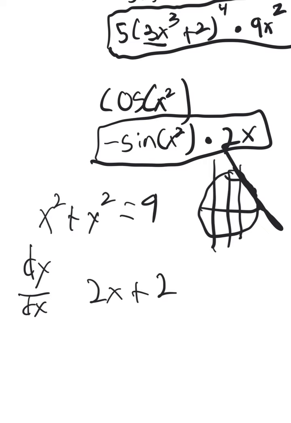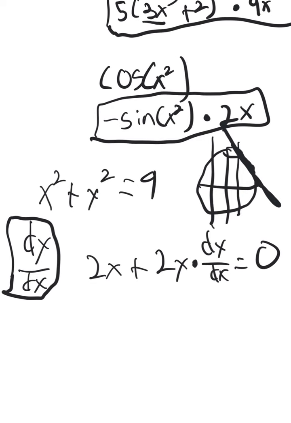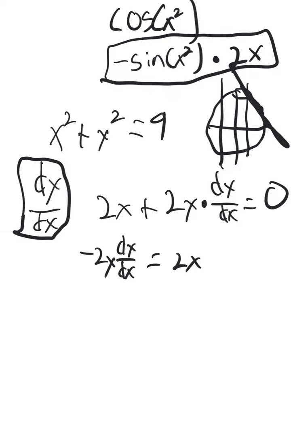So it'll be 2y, but because y is the function, we have to multiply by its derivative. But what's its derivative? Well, it's dy dx. By definition, that's what dy dx means. It means the derivative of y with respect to x. So times dy over dx. And then equals the derivative of 9 is 0, because it's a constant. And then if we rearrange the equation a little bit for dy over dx, we get negative 2y dy over dx equals 2x. And then we end up with dy over dx equals negative x over y.